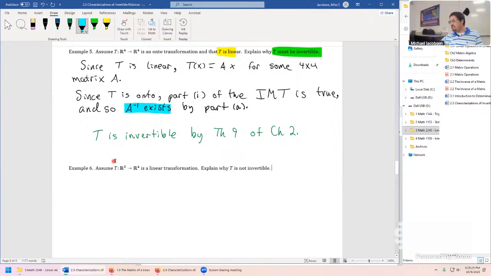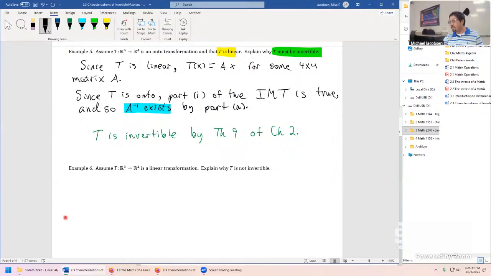It says, assume that T, mapping R3 into R4, is linear. Explain why it's not invertible. You probably already are thinking the thought in the back of your mind. We were able to put down a square matrix when we exhibited the standard matrix through information of T being linear. If we do the same thing, we don't get a square matrix.